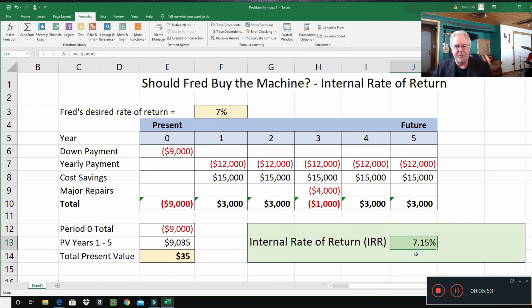So the computer is saying that at 7.15%, the total net present value is 0. In other words, on this machine here, Fred would earn a 7.15% return. So there you go. There's the internal rate of return.